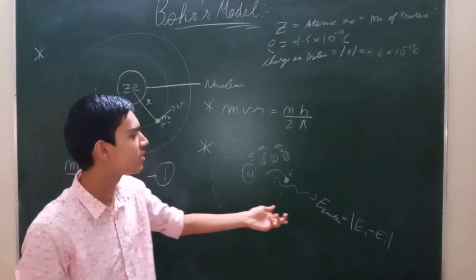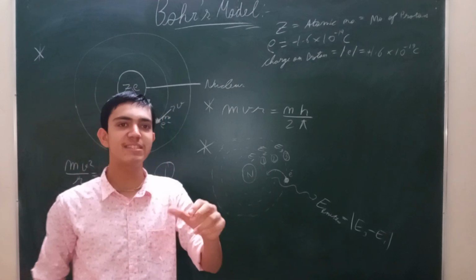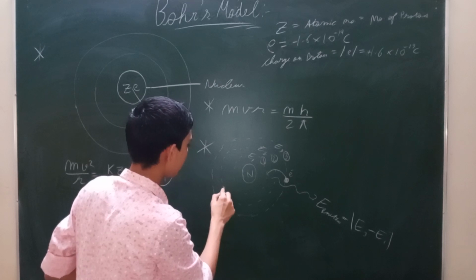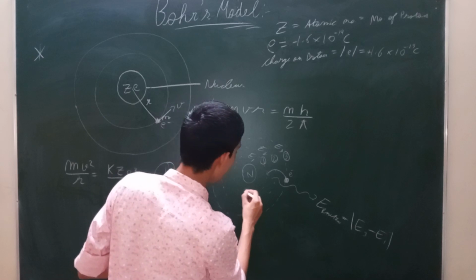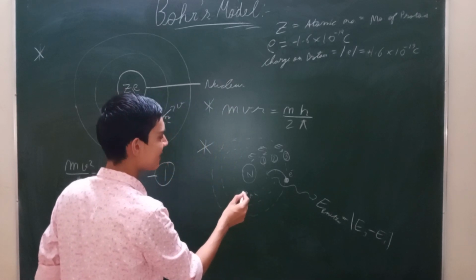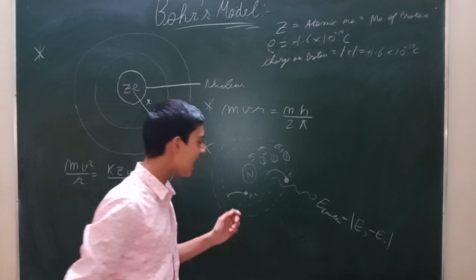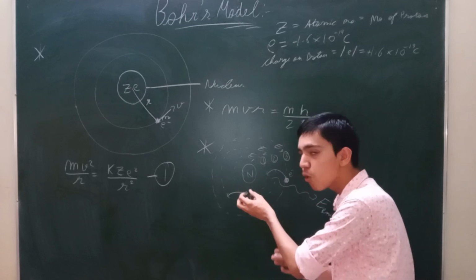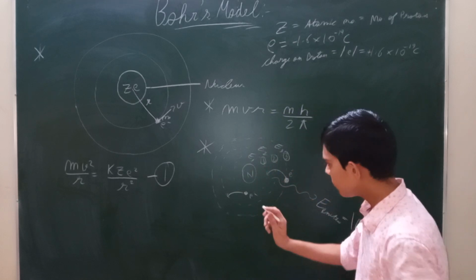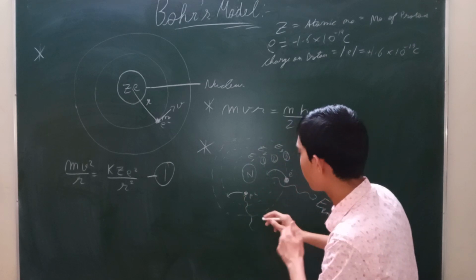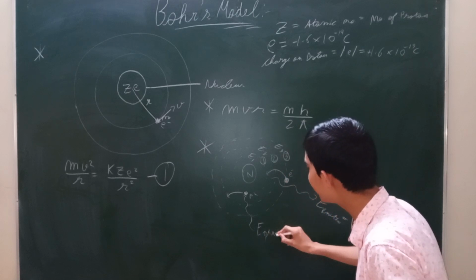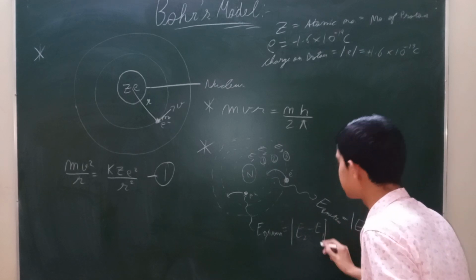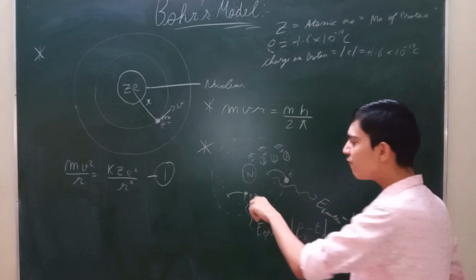This was the third postulate given by Bohr, that the energies of different shells are constant. Let's consider another example. If I have an electron here and I take this electron from the first shell to the second shell, what will be the energy given to this electron? Because in this process I have to give energy to the electron to go from a lower shell to a higher shell. So the energy given equals the magnitude of E2 minus E1. This is the energy given to that electron for jumping from shell number 1 to shell number 2.